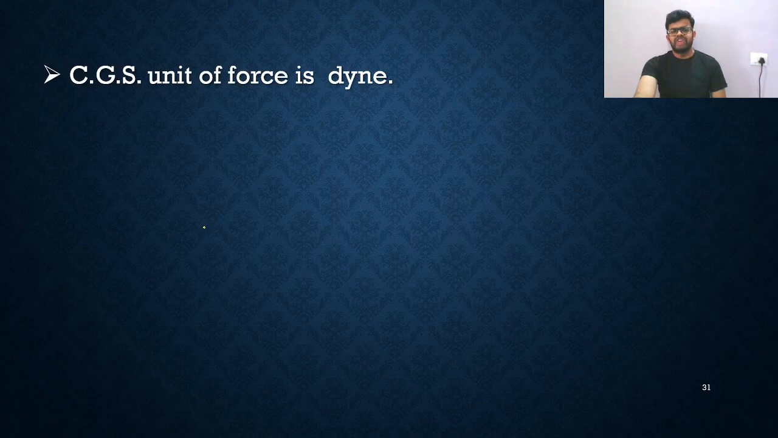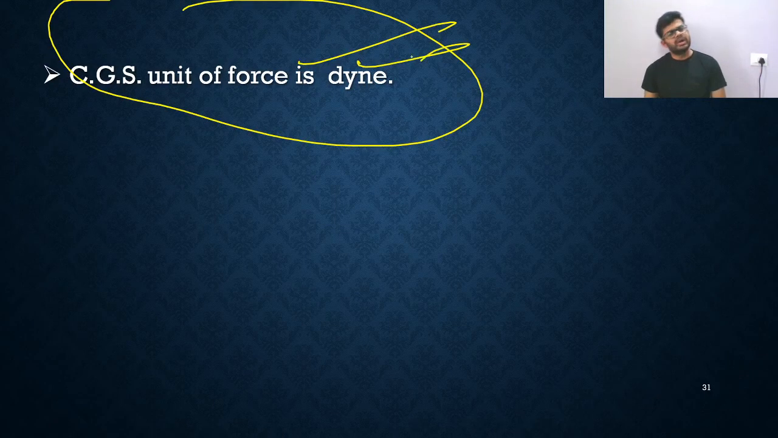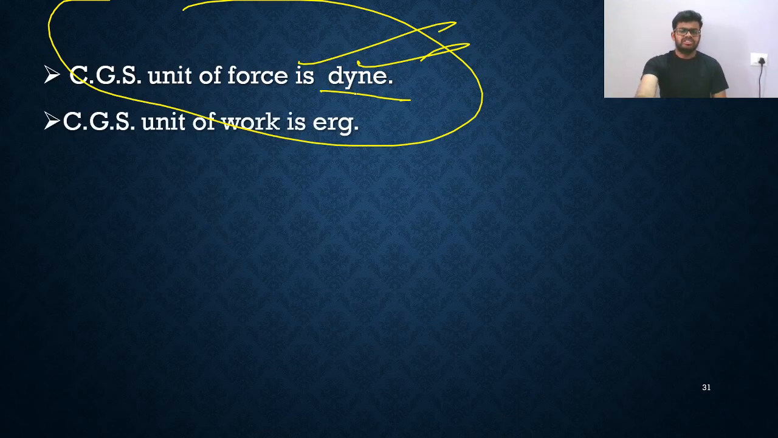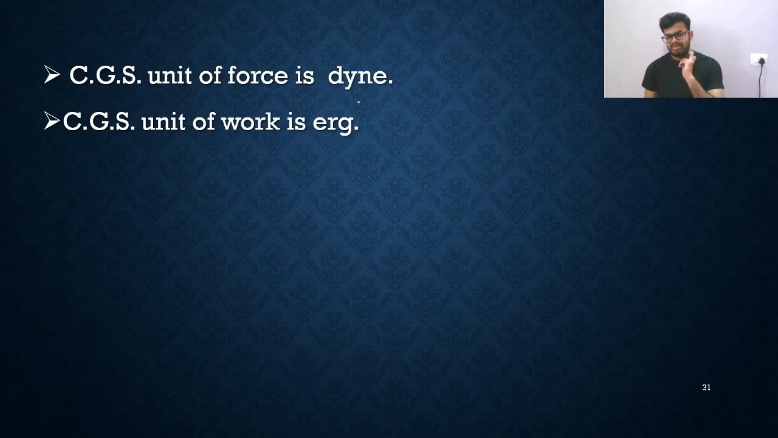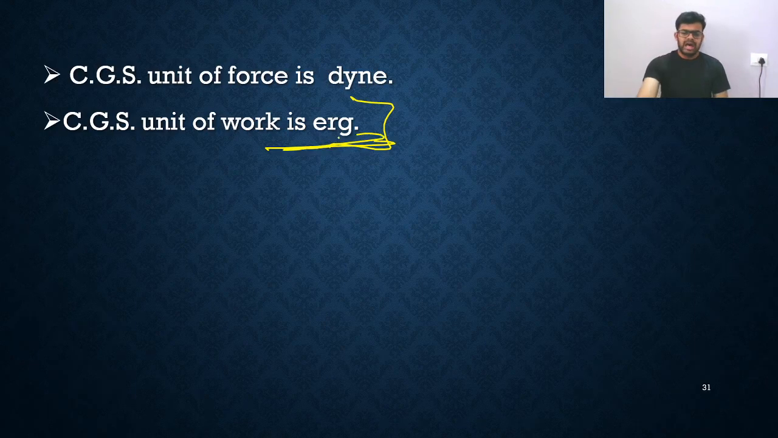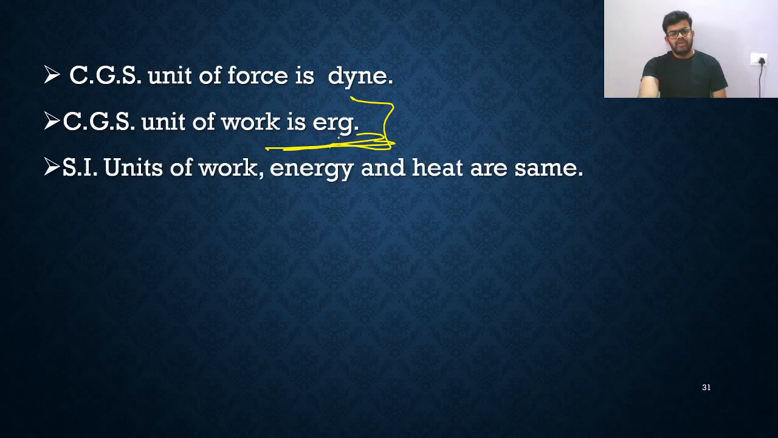CGS unit of force is dyne. You need to remember. The unit of force in SI is Newton. The unit of force in CGS is dyne. Next, CGS unit of work is erg. Remember this. Next, SI unit of work, energy and heat are the same, that is joule. These are some points you need to remember. Later on for other quantities you will automatically learn, so no need to worry about that.